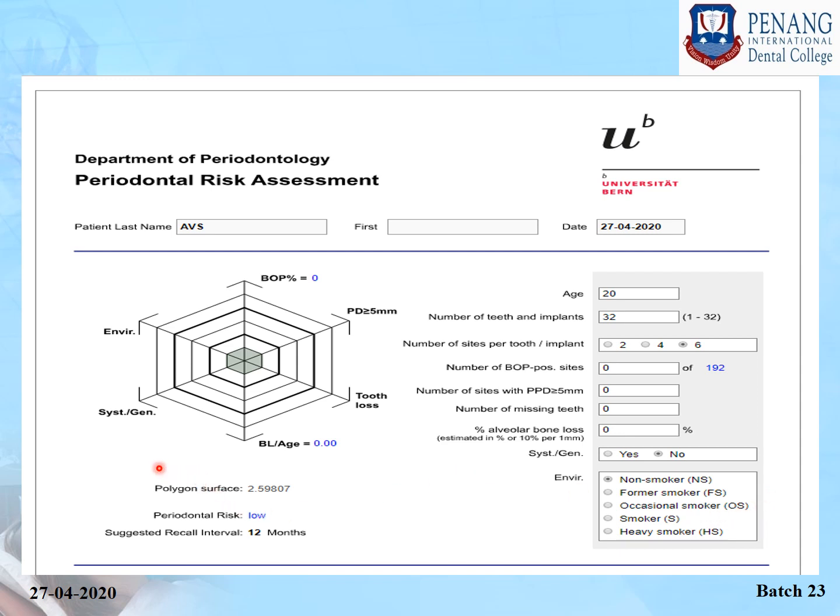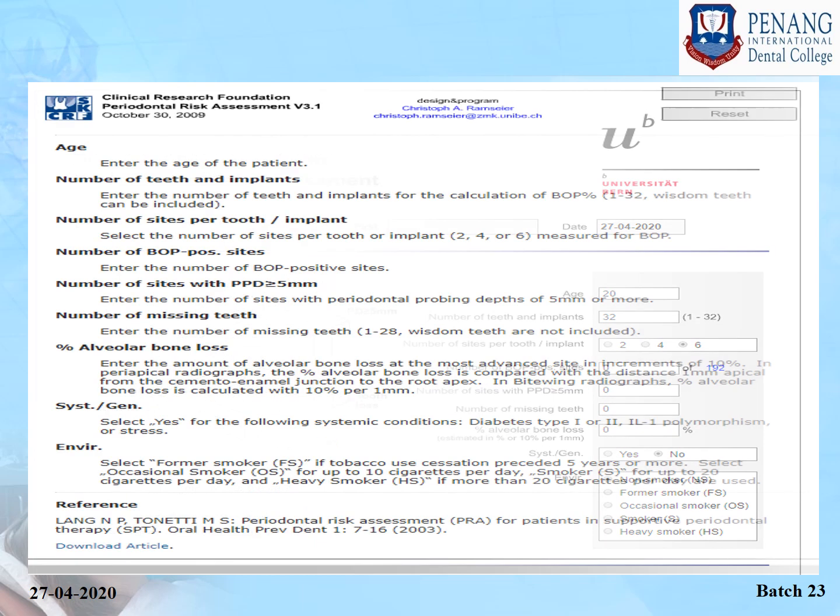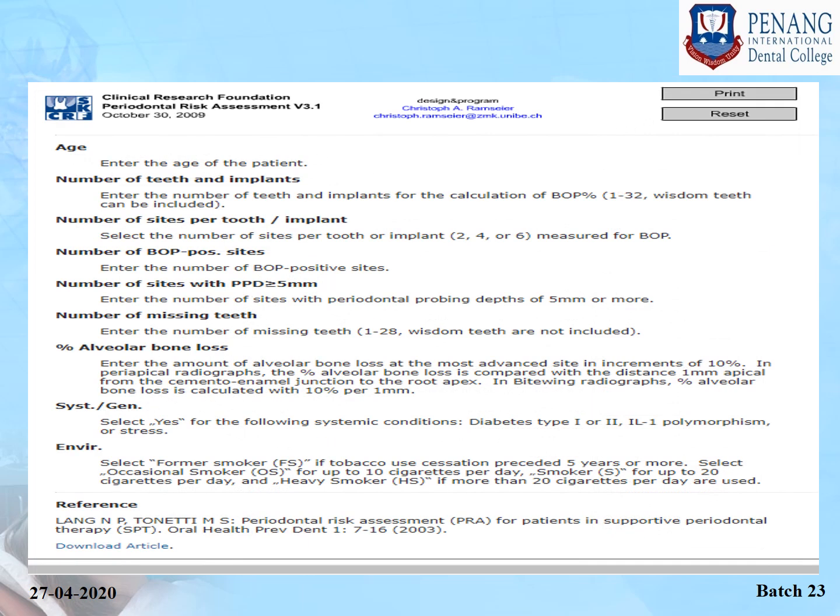And here it will tell you about the polygon surface area which is covered by the patient's factors, and it will determine automatically the patient's periodontal risk assessment, and it will suggest a recall interval for that particular patient. So this is how you are going to enter all this.